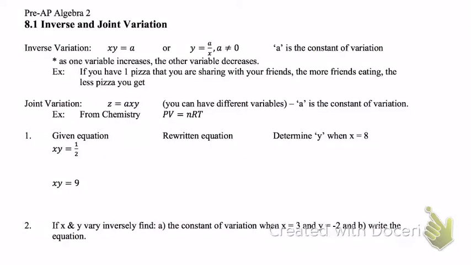Okay, 8.1 is inverse and joint variation. This is a short section. It won't take you very long. And we've kind of talked about it in the first unit.